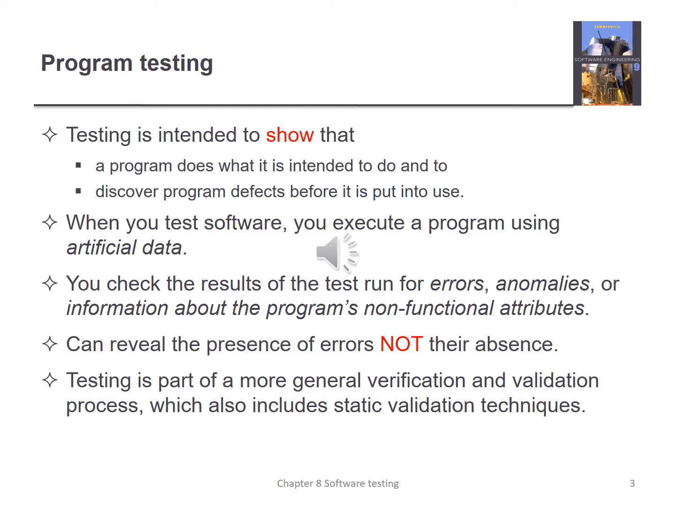If the production database will have records in the millions, we have to plug in some millions of records in those tables and try to test the program against them. We check the result of the test run for errors, anomalies, or information about the program's non-functional attributes. We test it to see if there is any problem, any missing piece, any defect in it. It can reveal the presence of errors, not their absence.